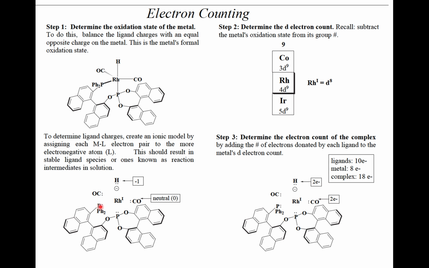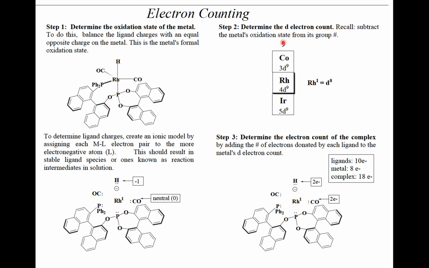The phosphorus here has 3 bonds, one to this big group, one to phenyl, one to phenyl. So it's just like an amine. So the phosphorus is neutral. This phosphorus is neutral. And H here is H minus. It's a hydride. It's not a hydrogen atom or an H plus. It's a hydride because it's attached to a metal. And so we got H minus up here. The whole complex is neutral, and so it must be rhodium plus 1.